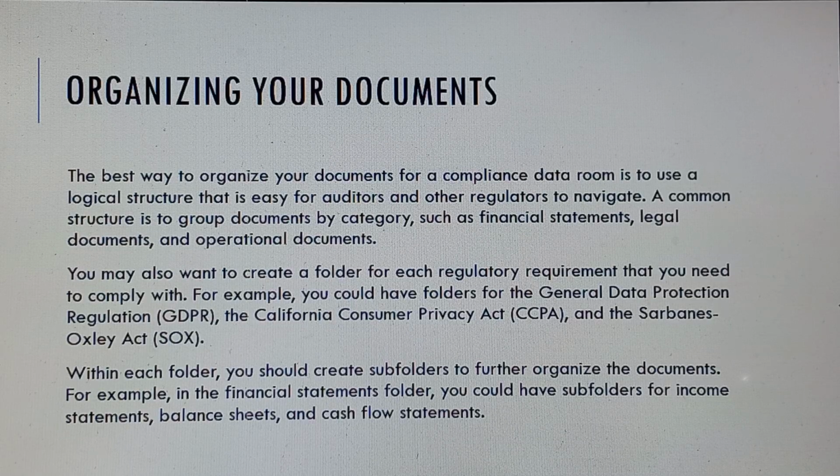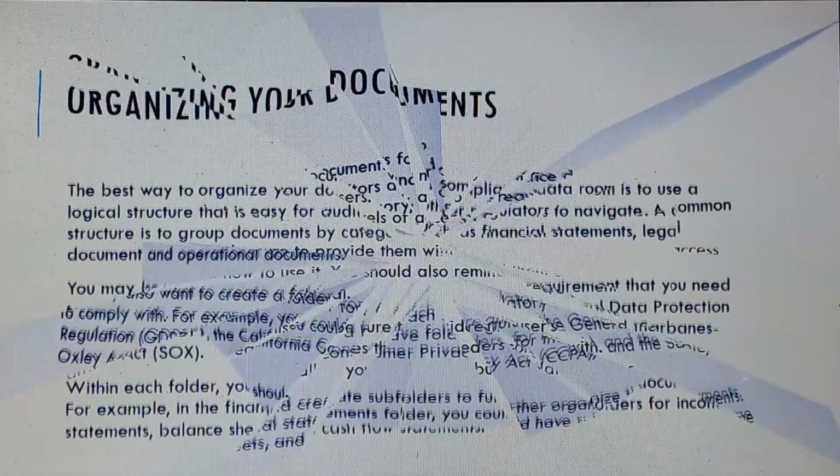For example, you could have folders for the General Data Protection Regulation, the California Consumer Privacy Act, and the Sarbanes-Oxley Act. Within each folder, you should create subfolders to further organize the documents. For example, in the financial statement folder, you could have subfolders for income statements, balance sheets, and cash flow statements.